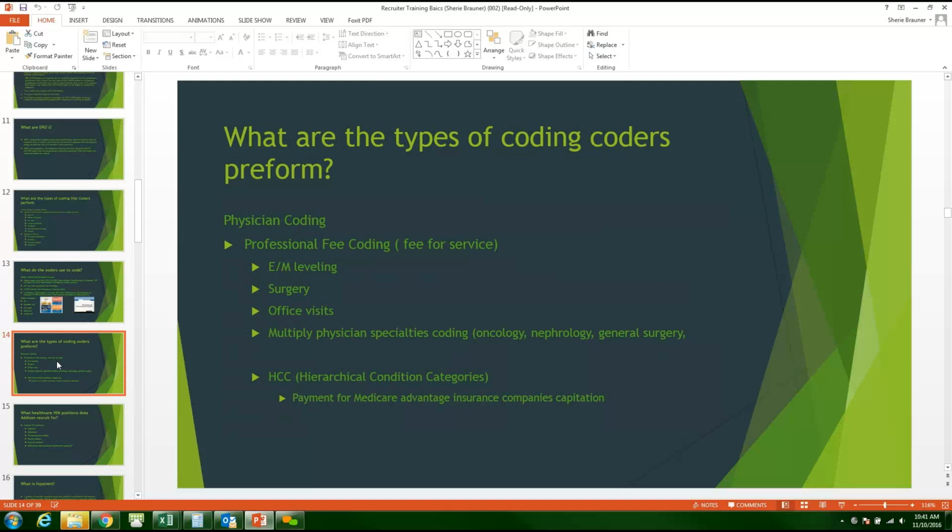Slide number 14. What are the types of coding coders perform? We have physician coding, professional fee coding, E&M level, surgery, office visits, multiple physician specialties coding. For example, oncology, nephrology, general surgery. We have HCC, hierarchical condition categories, payment for Medicare Advantage insurance companies, capitation.